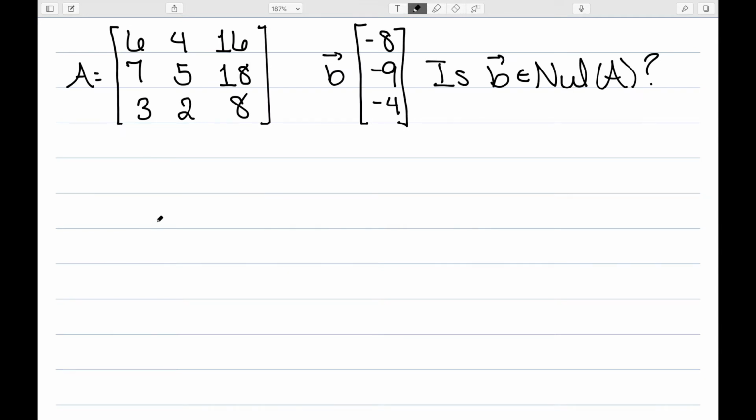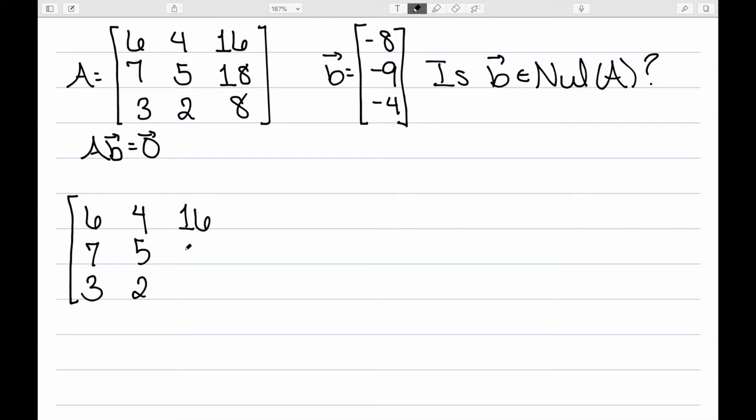Here I have a matrix A and a vector B, and I want to know, is B in the null space of A? So what that's asking is A times B equal to 0, since this is how the null space is defined. So in order to do that, we'll set up my original matrix A, and then multiply it by B and see what happens. So B is -8, -9, -4.